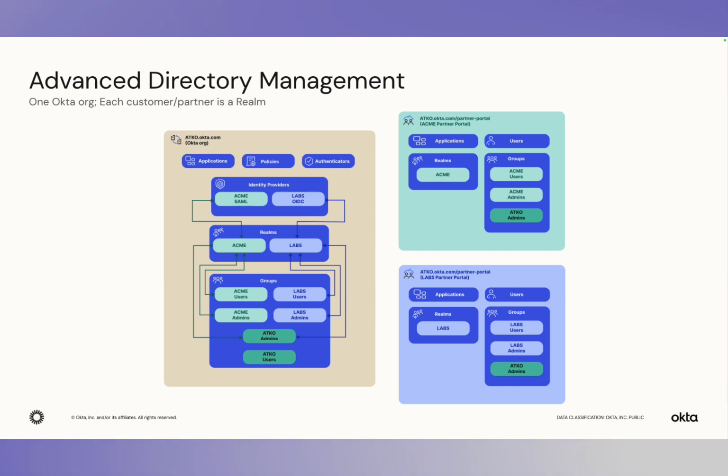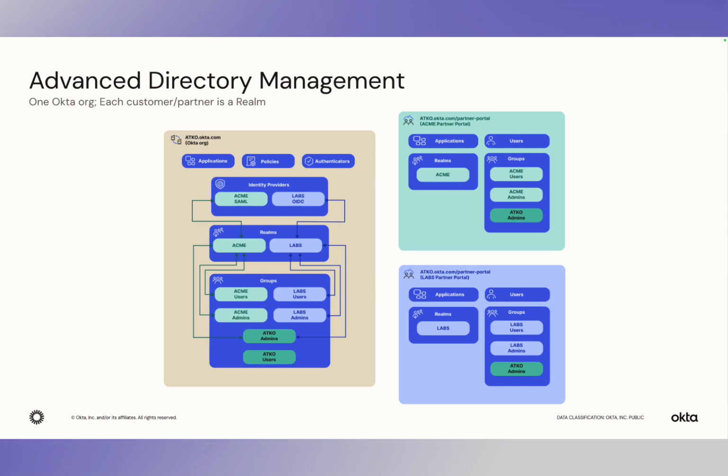So within the realms that you can see in the diagram, in the beige diagram there, we have the two realms for both the Acme and Labs B2B customers. They are represented by subgroups to help organize between general users and administrators. And then they're also tied back to their own identity providers for SSO.